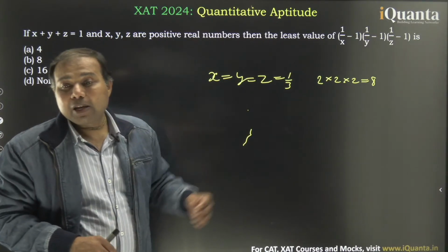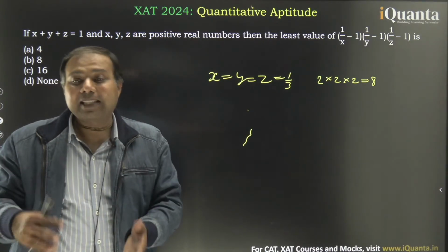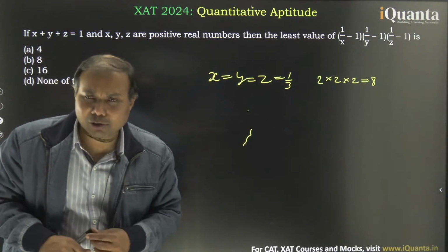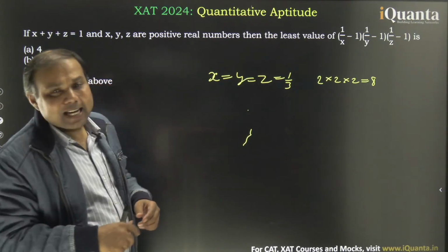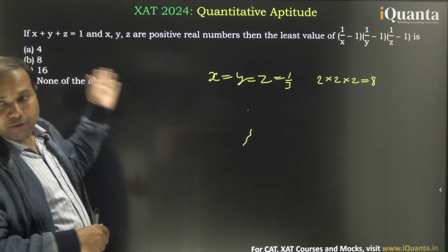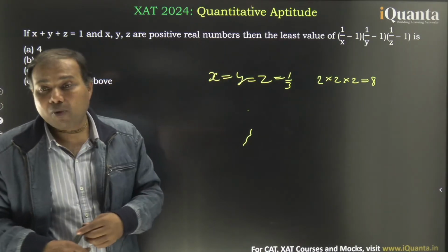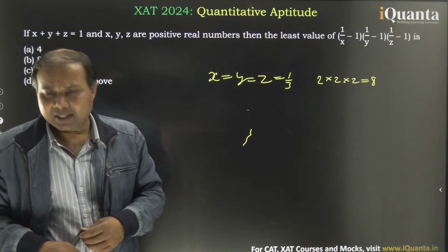Why we are keeping them equal? If they are not equal, then what is going to happen? Let's check that also, isn't it? Can you suggest me any values of x, y, z which we can put here other than making them equal? Suggest me some values.